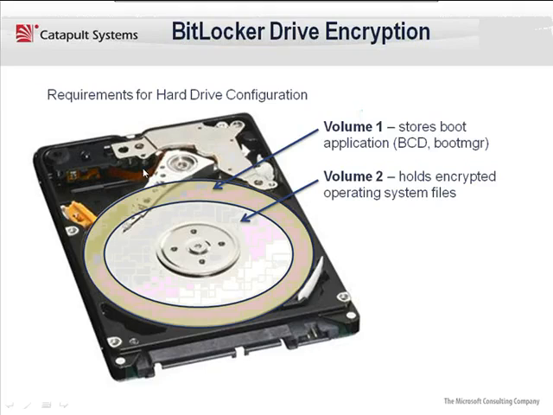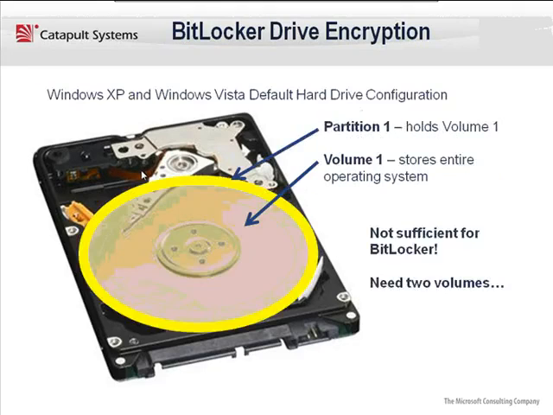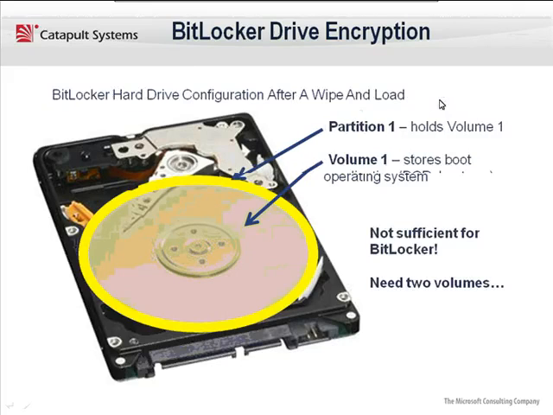If you take a look at the way Windows XP and Windows Vista format the hard disk by default, you'll find that the setup process creates one partition that contains one volume for the operating system. And so since BitLocker requires two volumes, you'll need to figure out how you can get a second volume on this disk. One option is to do what's called a Windows 7 wipe and load.